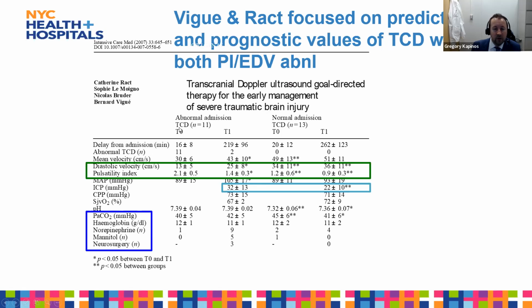TCDs in the ED upon arrival of a severe TBI correlated subsequently to the placement of an ICP monitor. The patients who were with a low PI had lower ICP subsequently. They were 22 as opposed to 32 in those that had a PI of 1.4 as compared to 0.9. And the diastolic velocities also predict that, because the diastolic velocities are better, 36 in the patients who will have a normal ICP, versus the patients who had a decrease in their velocities at 25 had a higher ICP subsequently. So this was TCDs in the ED correlation to the subsequent ICP upon an EVD placement in the ICU.